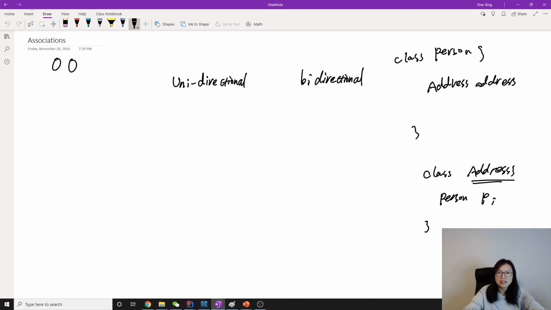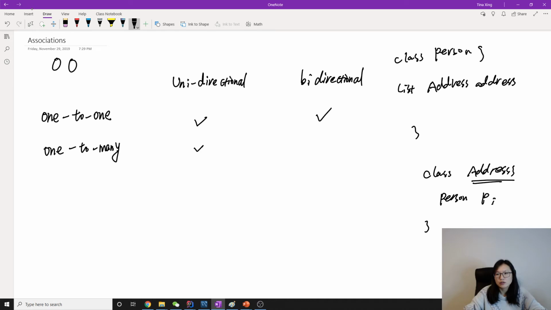And also, as we just talked about, in the associations, we have what? We have a 1-to-1 relationship. 1-to-1 relationship can be unidirectional and can be bidirectional, right? And we can have 1-to-many. Okay, 1-to-many is only unidirectional.